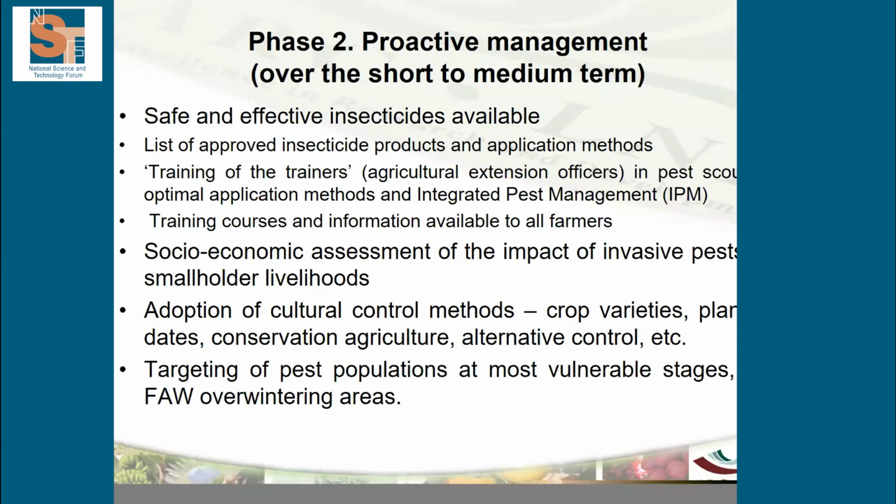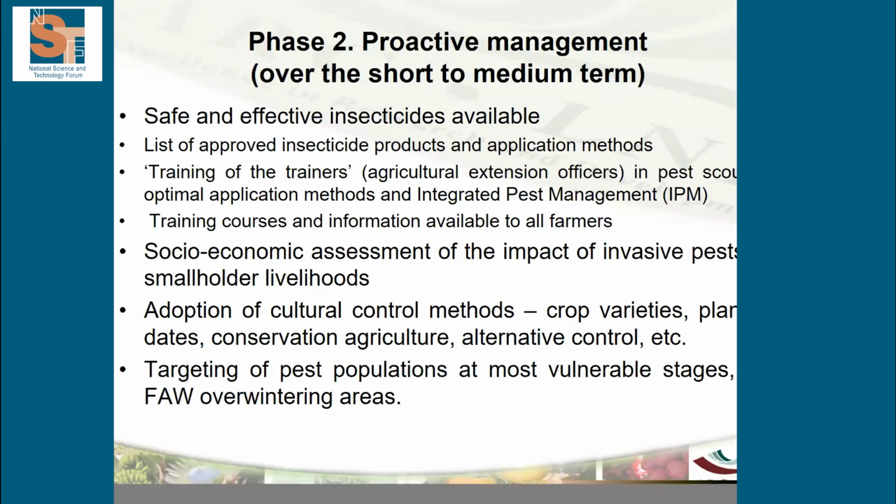We need to train the agricultural extension officers, to get them really up to date. And training courses and information must be available to all farmers. All the commercial guys must be able to log on and find information. The socioeconomic assessments is a concern, and just our brief studies on fall armyworm showed that the impact was far worse than we thought. So we need to look at tuta and oriental fruit fly and other pests like that.